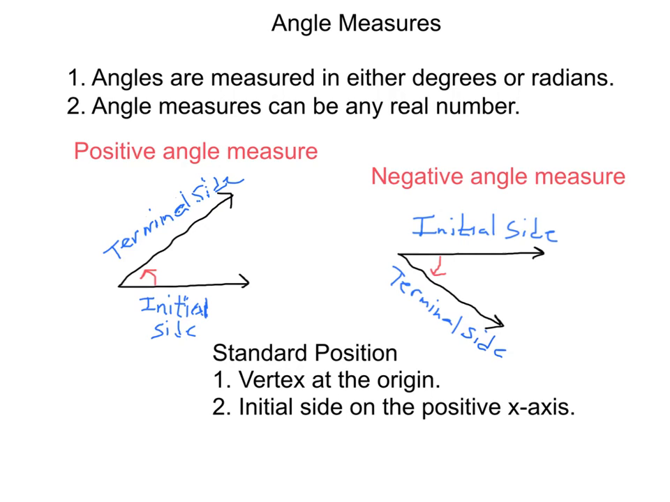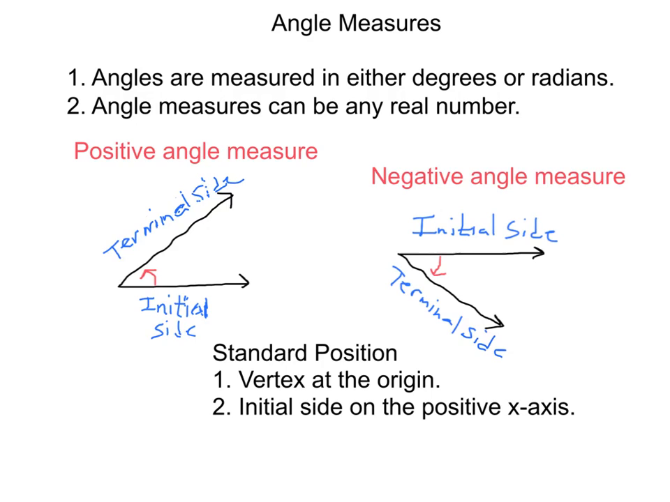Now, to really get an understanding of and identify what the angle measure is, we do have to look at what is called standard position. When I talk about standard position of an angle, it means that the vertex is going to be at the origin and the initial side is going to be on the positive x-axis. So in these two examples, the angles are in standard position. In other words, there's our vertex and it's at the origin.